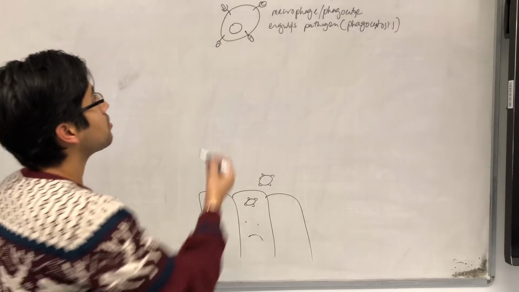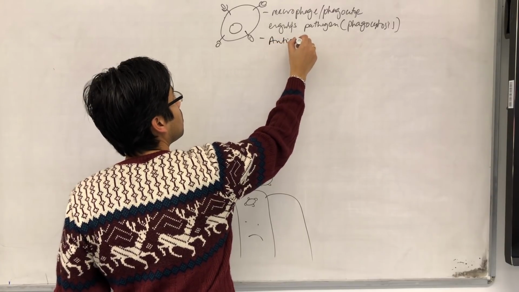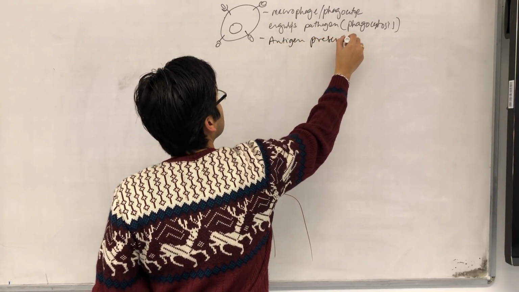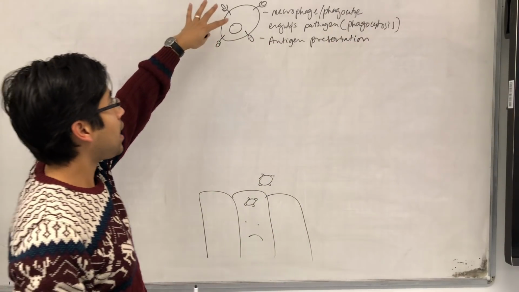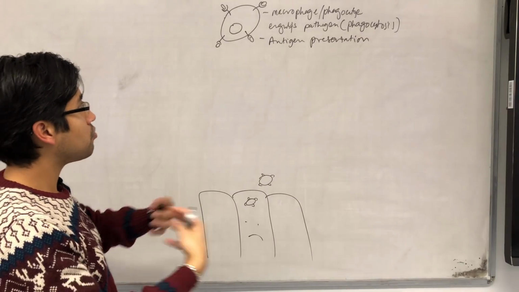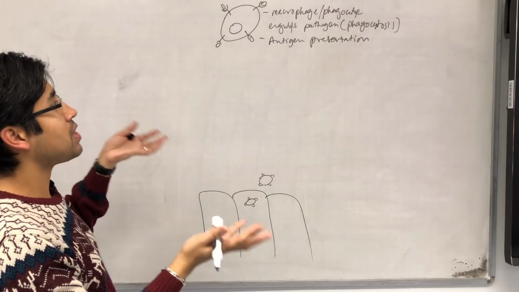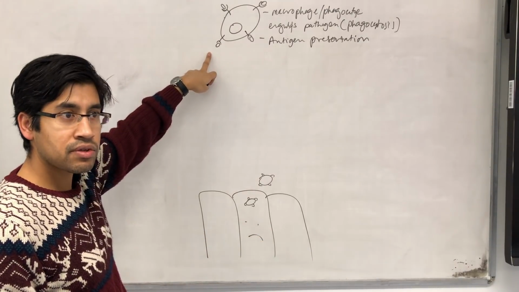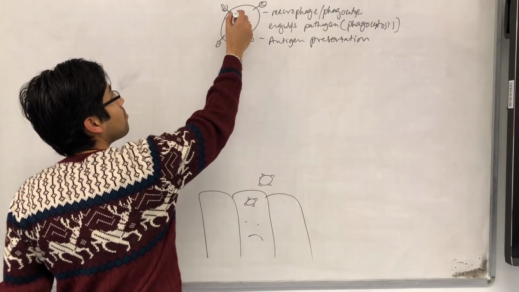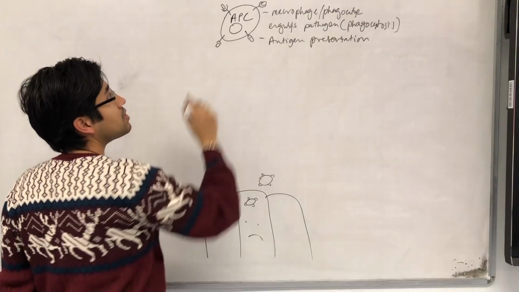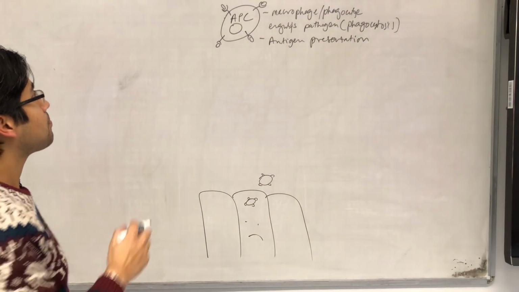Okay, so step one was the engulfing. Step two is antigen presentation. So the macrophage or neutrophil has broken down the pathogen within the cell, and whatever the products of the digestion were, the fragments of that pathogen are presented on the surface of that cell. This is called antigen presentation, and at this stage, this macrophage is called an antigen presenting cell.